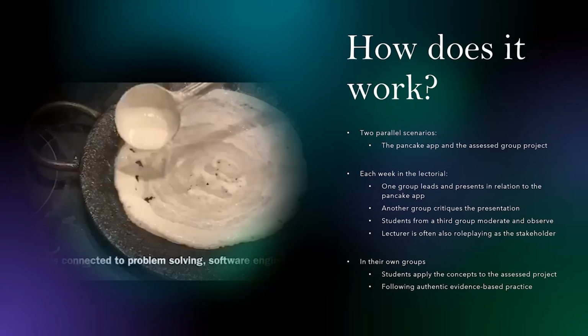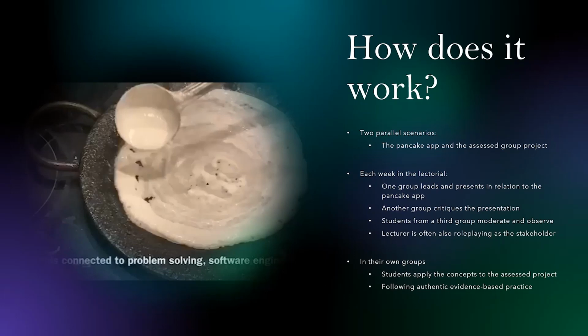So any concepts or new theories that they've learned about in the week, they will now step up and present based on the pancake app. There'll be another group that critiques that presentation, so they must have done the reading as well in order to actually see how they would have applied the concepts or ideas differently. Students from a third group moderate and observe.